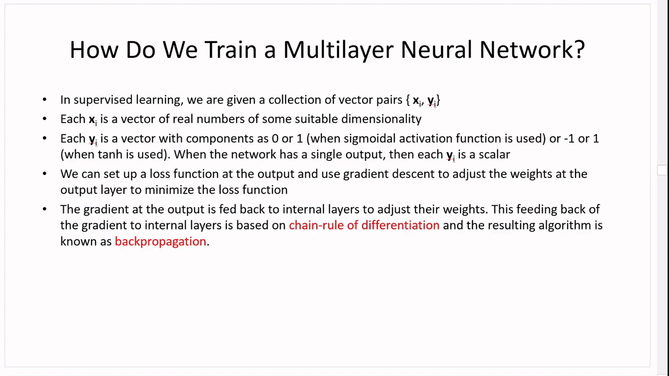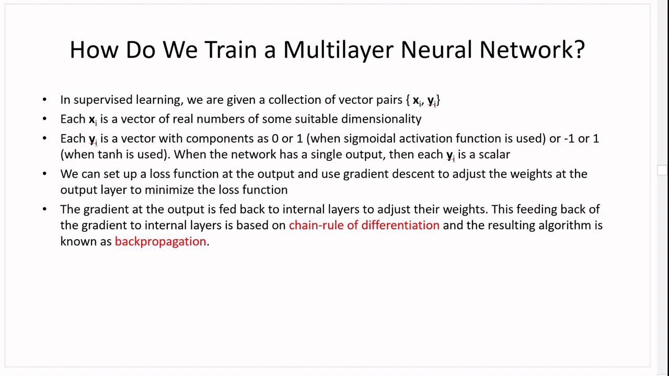How do we train a multi-layer neural network? Basically, we follow supervised learning. We are given a collection of vector pairs, x sub i and y sub i. Every vector x is a vector of real numbers of some suitable dimensionality, maybe 10, 20, 50, depending on the problem. Every y sub i is a vector with components either 0 or 1 when we are using sigmoidal activation function, or -1 or 1 when hyperbolic tangent function is used. When the network has a single output, then of course the y sub i's are all scalar quantities.